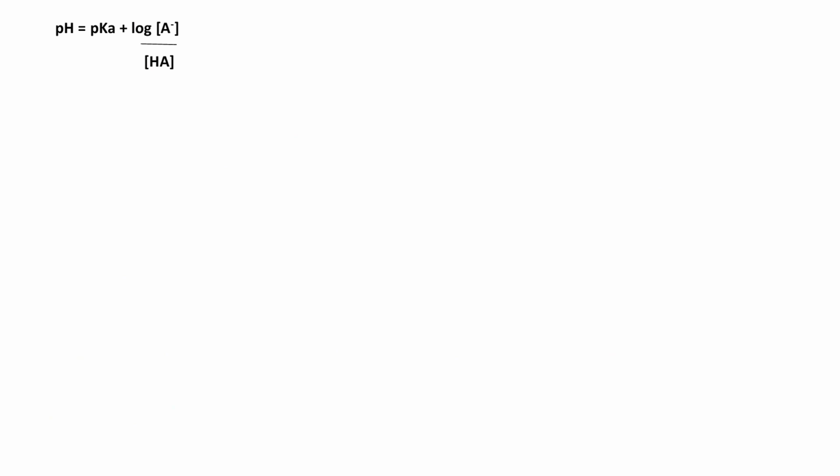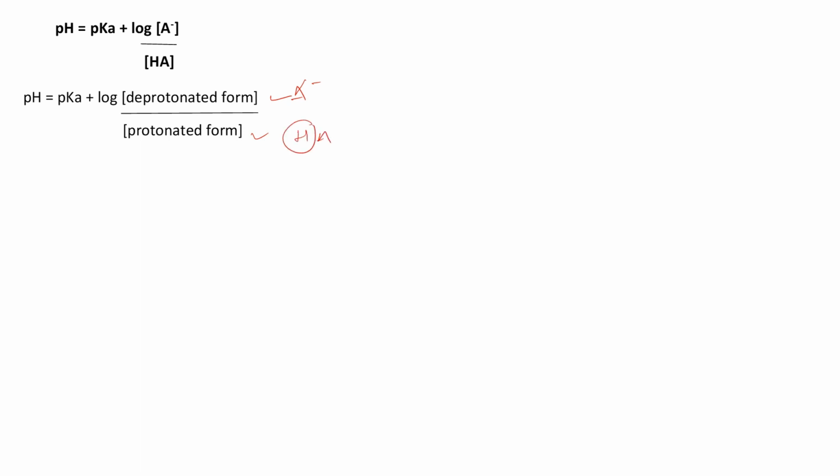So the formula is pH equals pKa plus log A minus upon HA. Remember? Now this we can also write in this form: pH equals pKa plus log deprotonated form by protonated form. A minus means devoid of proton, so we can write it as deprotonated form. HA means proton is present, so we can write it as protonated form.